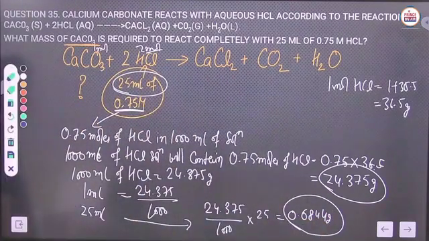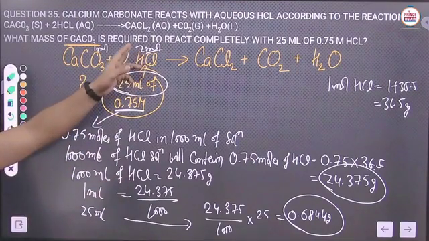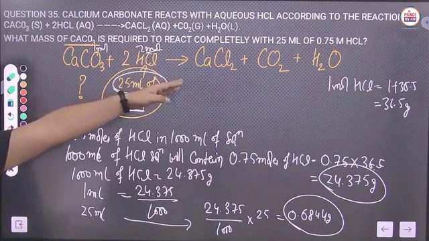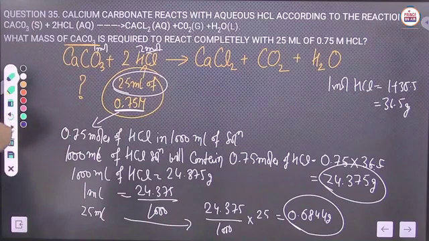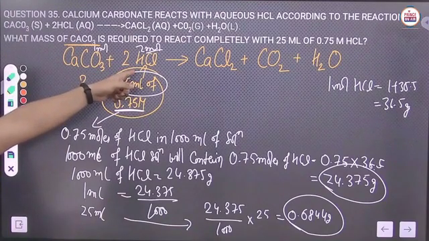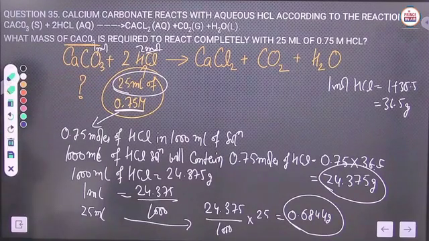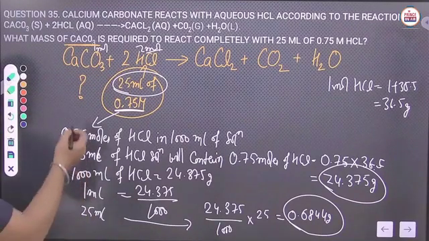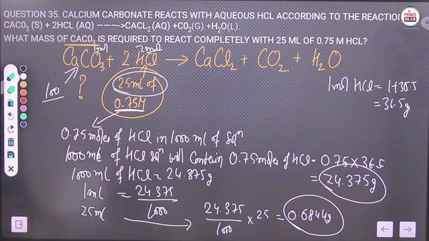Now what we have to do: CaCO3 plus 2 HCl forms CaCl2 plus CO2 plus H2O. Clear? Okay, so now 2 moles of HCl requires how much amount of calcium carbonate? The molar mass of calcium carbonate comes out to be approximately 100.